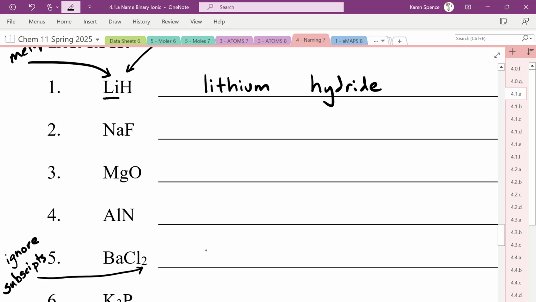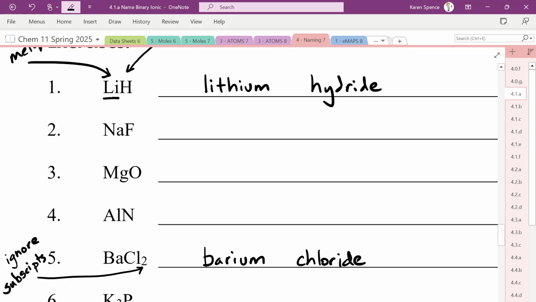This one is named barium. Ba is barium. What does Cl stand for? Chloride. Okay, so it's chlorine, it becomes chloride. So do the little numbers matter at this point? Not yet. Okay, they will later.